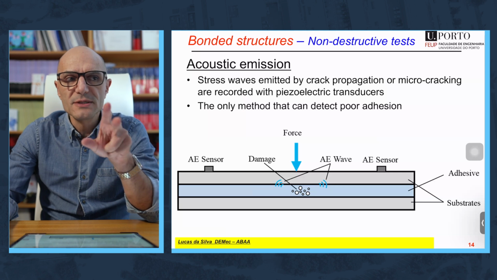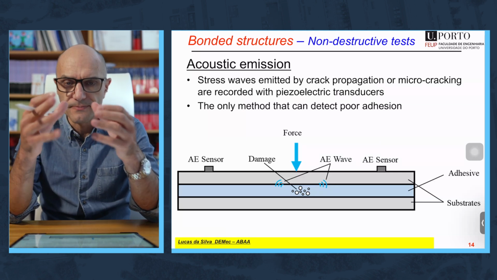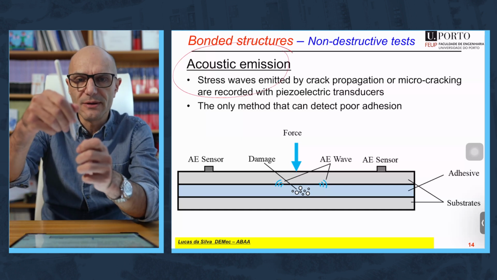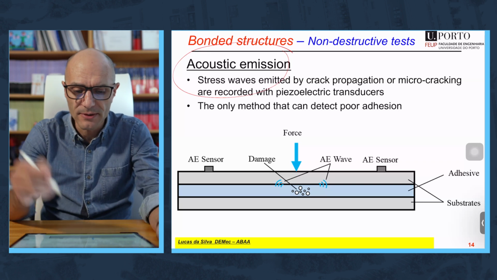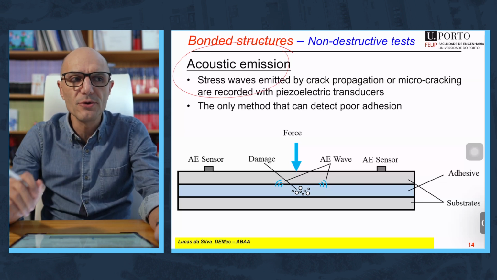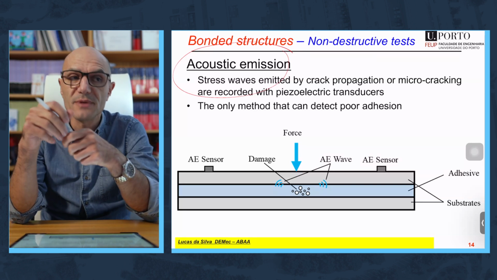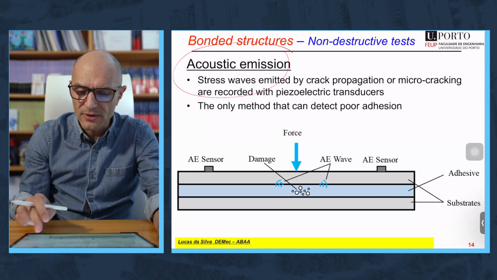Finally, two words about techniques that can detect in some way weak adhesion. Acoustic emission, but you need to load your specimen. When you load the specimen, the trace waves will emit some sounds, and you can relate this to weak adhesion, but you really need to load, and sometimes close to the failure load, so it's a semi-non-destructive test.